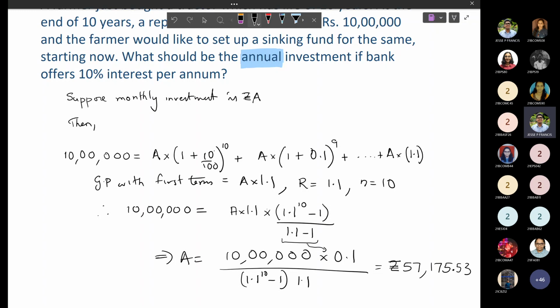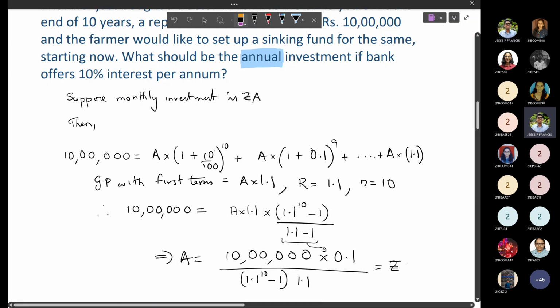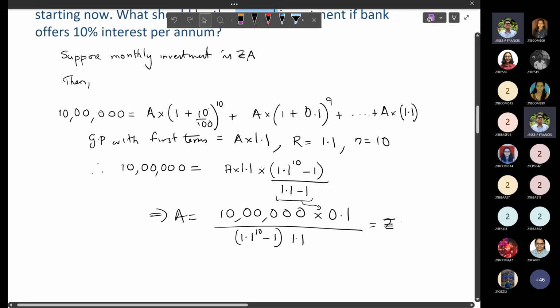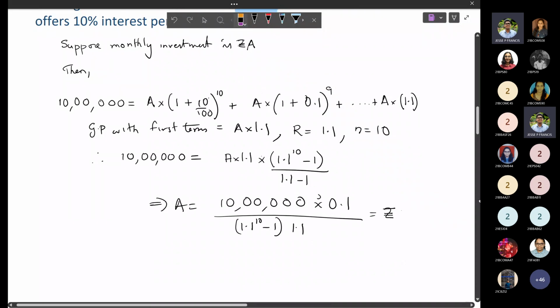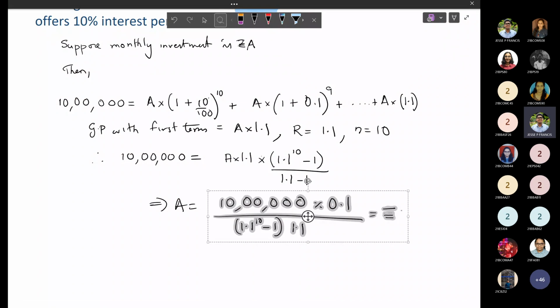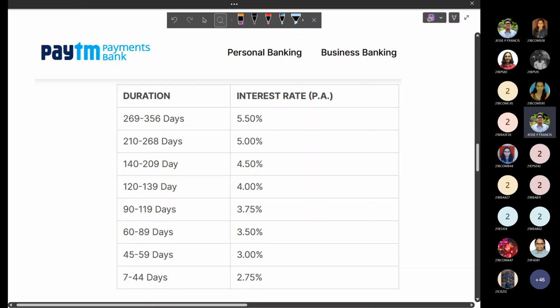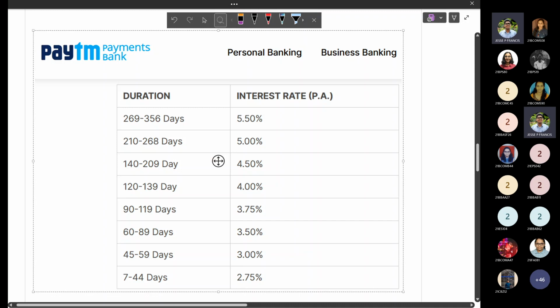No, wait. Why are we all getting different answers? Can you check? Can everyone just confirm once what is the answer you got? Can everyone just verify what answer you got?